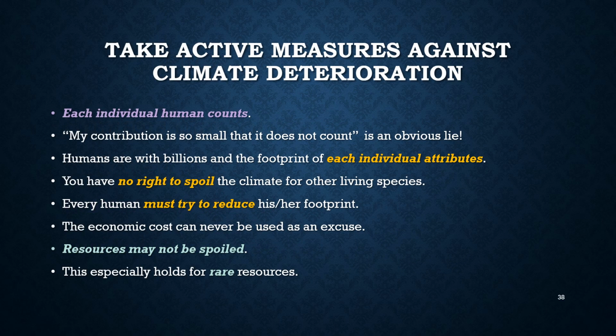Each individual human counts. "My contribution is so small that it does not count" is an obvious lie. Humans are with billions, and the footprint of each individual adds up. You have no right to spoil the climate for other living species. Every human must try to reduce his or her footprint. The economic cost can never be used as an excuse. Resources may not be spoiled. This especially holds for rare resources.